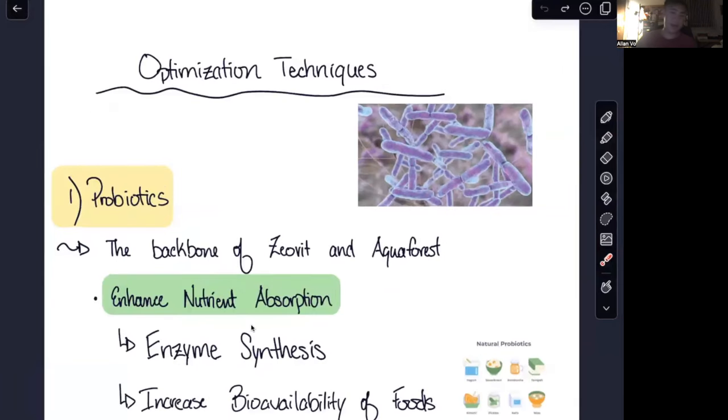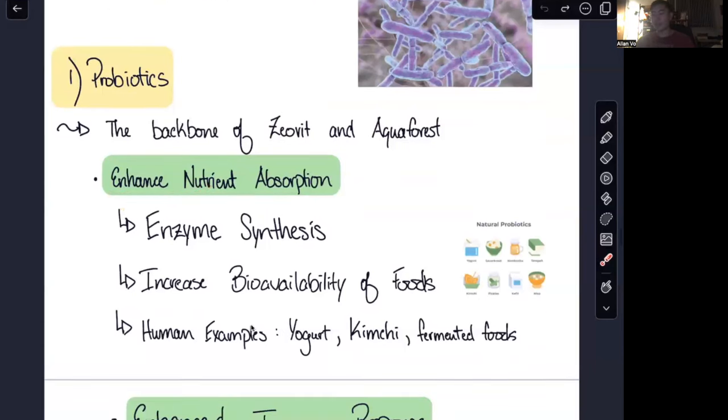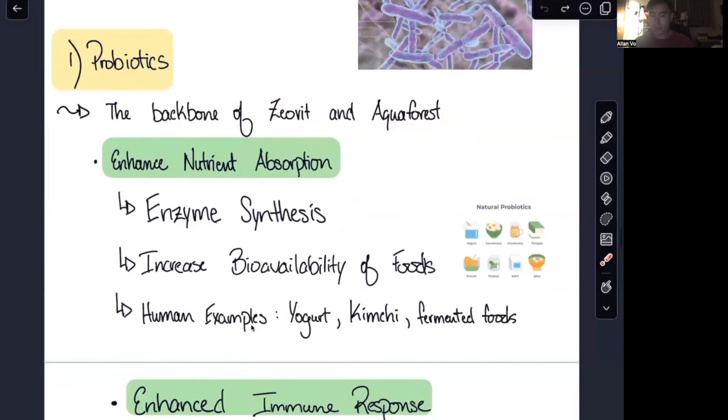I'd like to talk about some optimization techniques I've learned in combining everything. We really have to leverage probiotics, as it's the backbone of the Zeovit and AquaForest systems. What probiotics really do is that they enhance nutrient absorption and provide a lot of side health benefits as well. These beneficial bacteria create a lot of crucial enzymes that break down waste products, proteins, excess carbs, and the like. It also increases the bioavailability of foods.